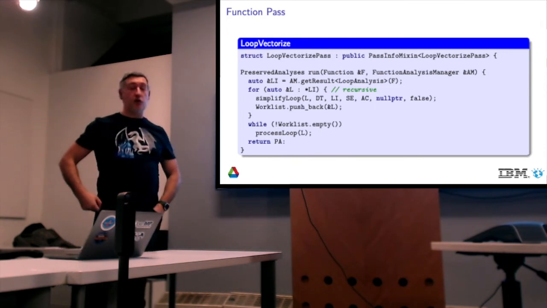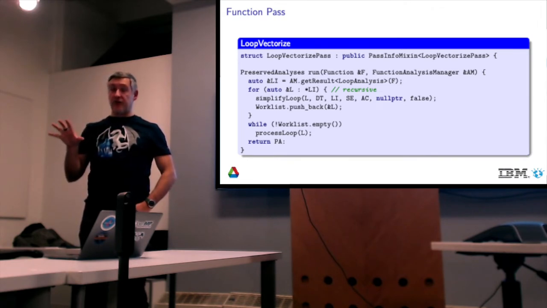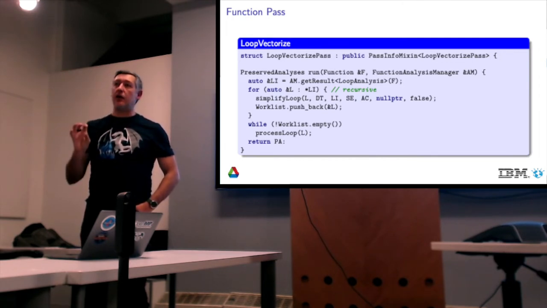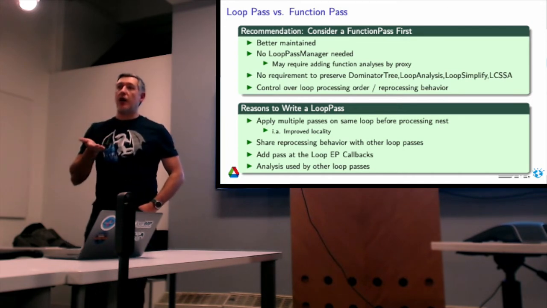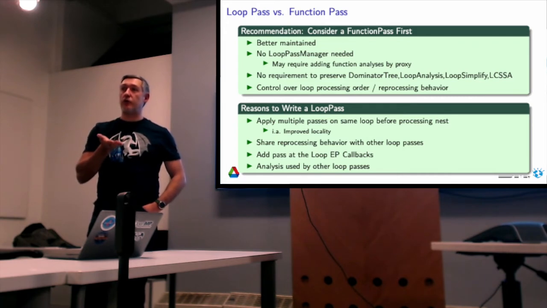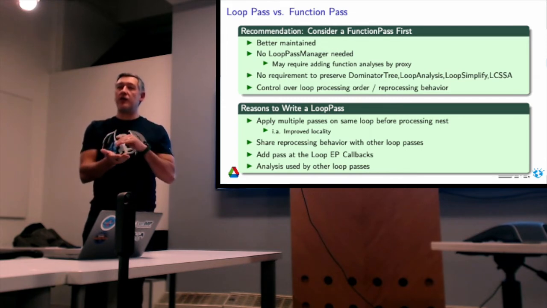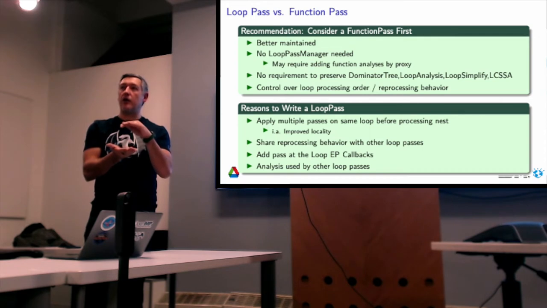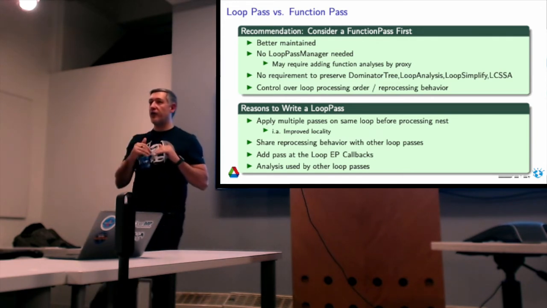Normally it's much easier to implement a function pass than a loop pass, because one of the rules for loop passes is that your loop transformation is responsible for maintaining all the auxiliary data structures that are passed to you. For example, if you modify the dominator tree in a loop pass, you need to keep the dominator tree up to date manually. But if you have a function pass, you can say, I'm invalidating this analysis, and then before the next pass runs, if it requires the dominator tree, the infrastructure is going to recompute it. So that's one of the main differences between loop passes and function passes.